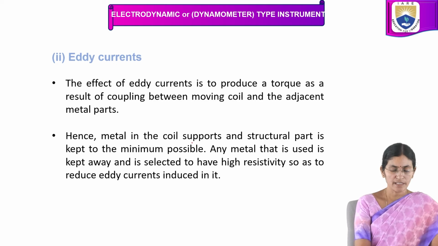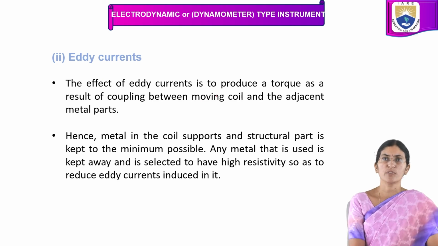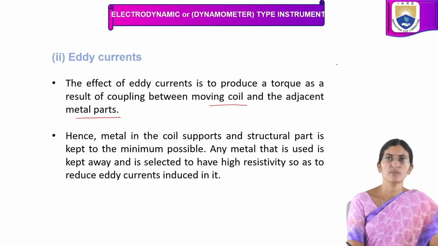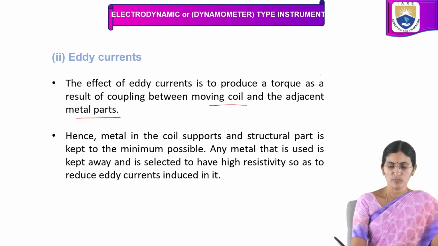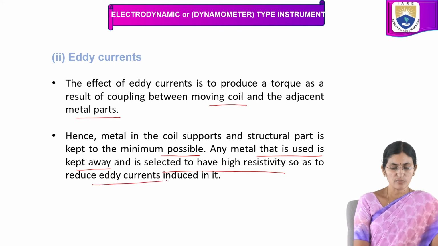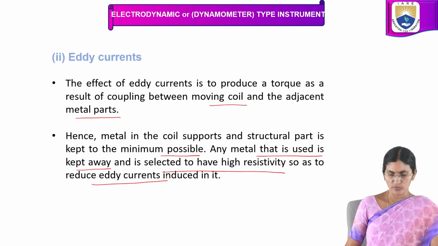Next is eddy currents. The effect of eddy currents is to produce a torque as a result of coupling between the moving coil and the adjacent metal parts. If we have metal parts adjacent to the moving coil, since the moving coil carries current, there will be eddy currents induced in the metal part also. So metal in the coil supports and structural parts is to be kept as minimum as possible. Any metal that is used should be kept away, and it should be selected to have high resistivity so that the eddy currents induced are reduced.